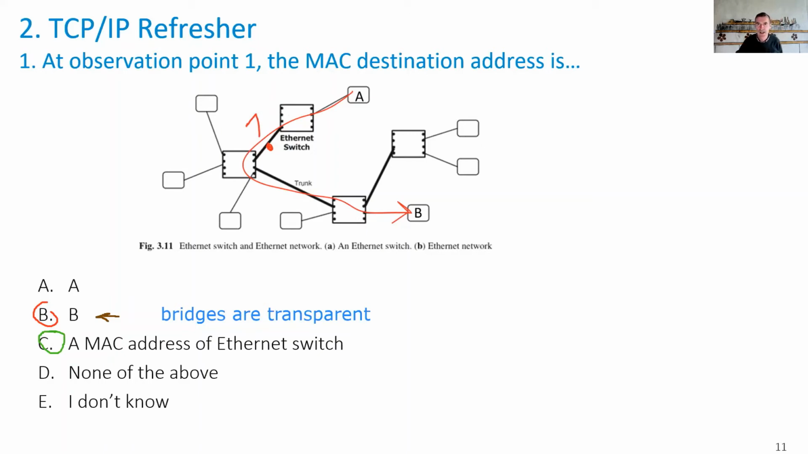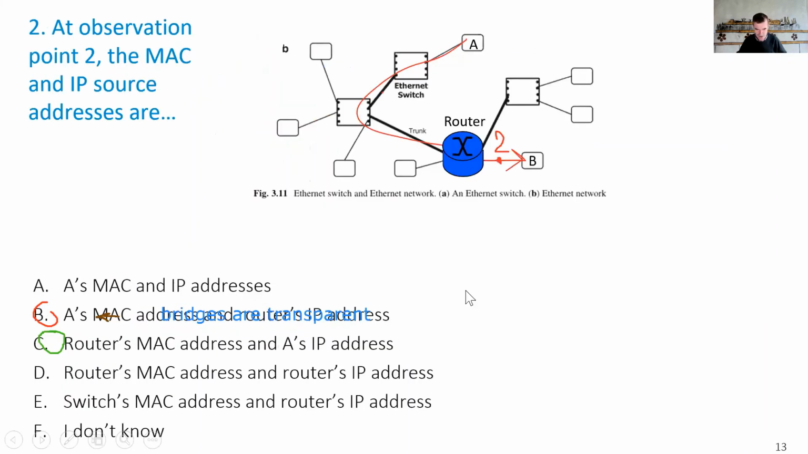Okay, so move to the next question. I need to clear this. Well, now I have a slightly smaller network. Small networks tend to have only Ethernet switches. Larger networks will have routers. I assume here at the blue point there is a router. And with the same question, we see the packet at point 2. What do we see in the addresses?